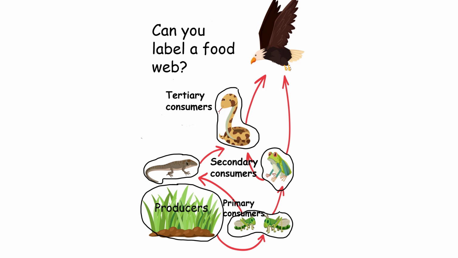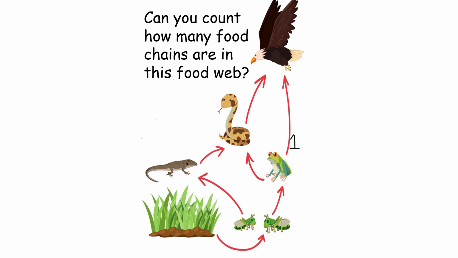Now this is unusual. Normally in a food web it stops at the tertiary consumer, but here we have a quaternary consumer, the fourth consumer. And that's the top predator in this food chain.